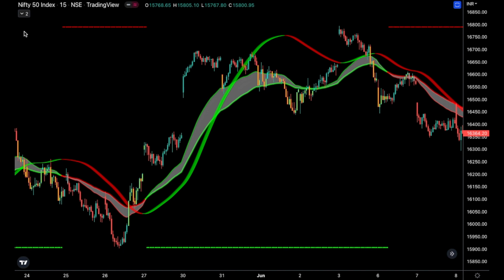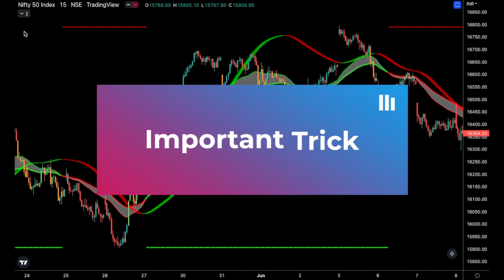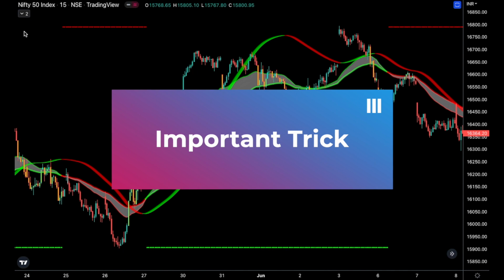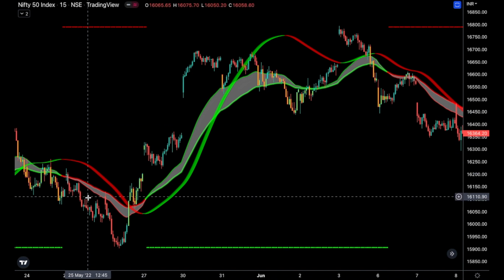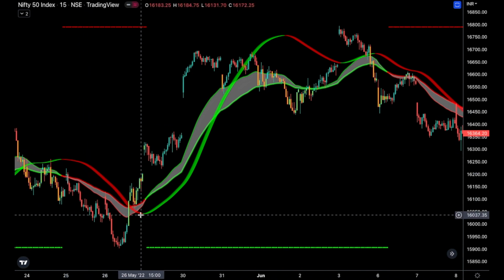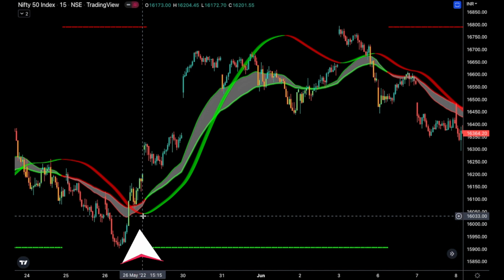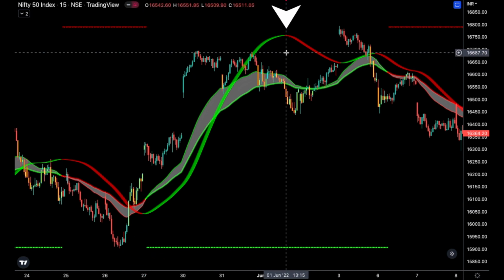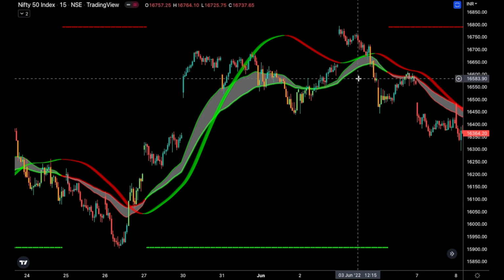Please watch the entire video because this strategy is a little bit complicated, and I'm going to tell you a very important trick which very few people know about TradingView. Now, what the Hull moving average does is very similar to the CM slingshot system. When the indicator turns green, it's a buy signal. When it turns red, it's a sell signal.